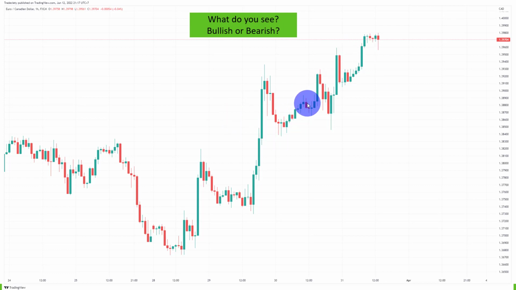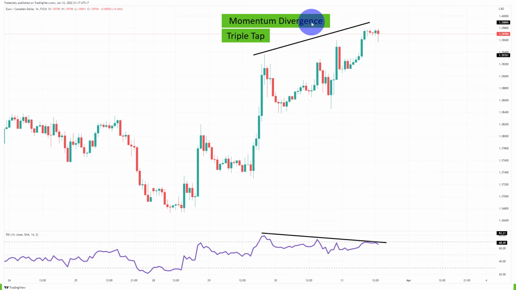So the first very important clue that we have is a momentum divergence, which means that the price in this area made higher highs. So you can see from here to here and here, the price did make higher highs. So technically it's a bullish continuation. But if we apply, for example, the RSI, you can also use the MACD or the stochastic, you will see that this is actually a divergence, as the RSI made lower highs. So the price action and the indicator are not agreeing.